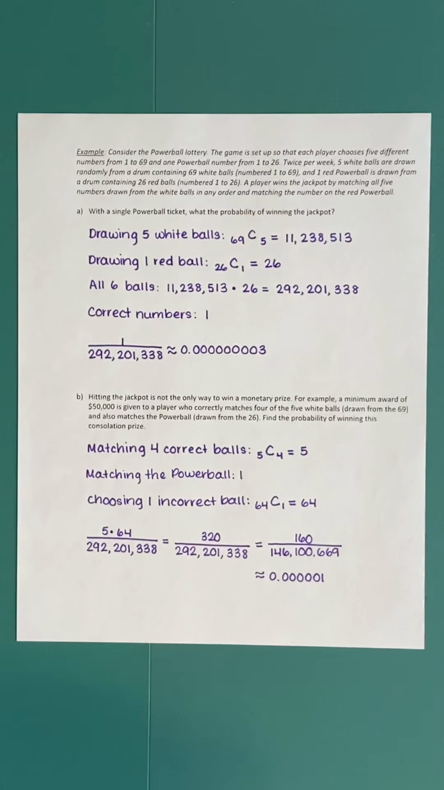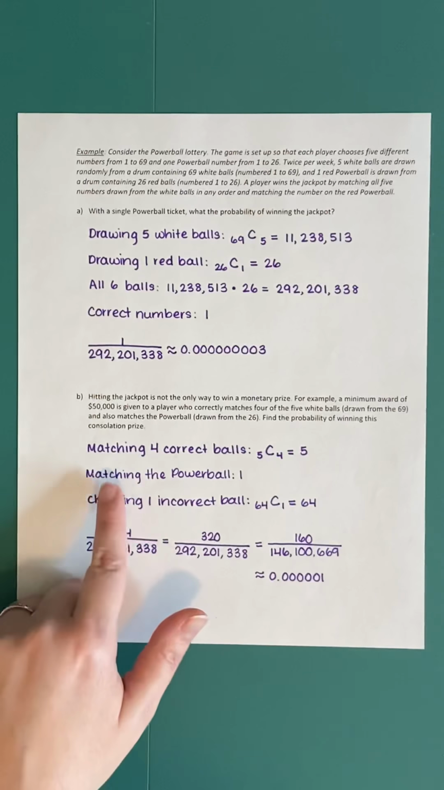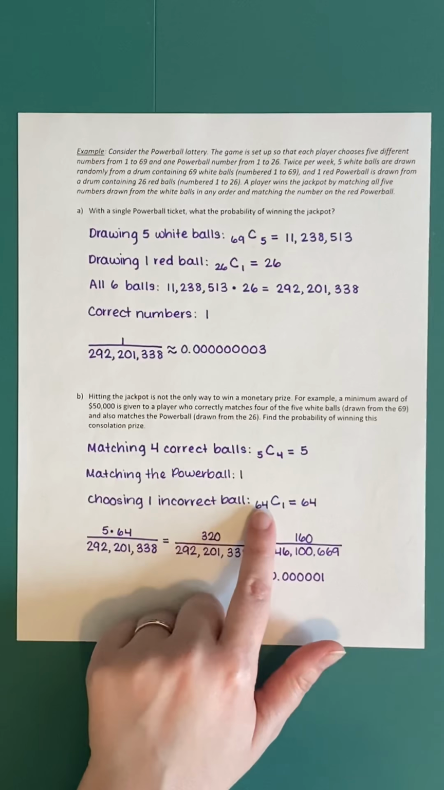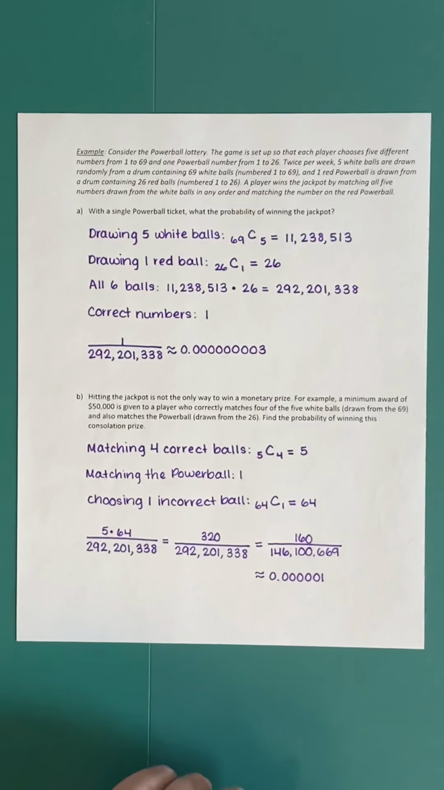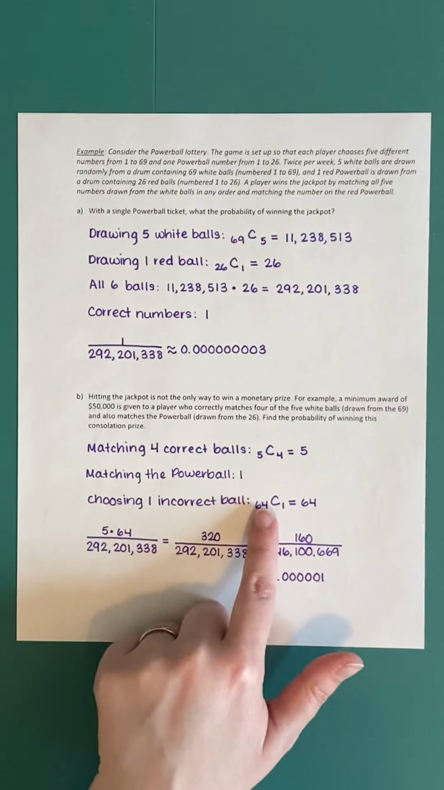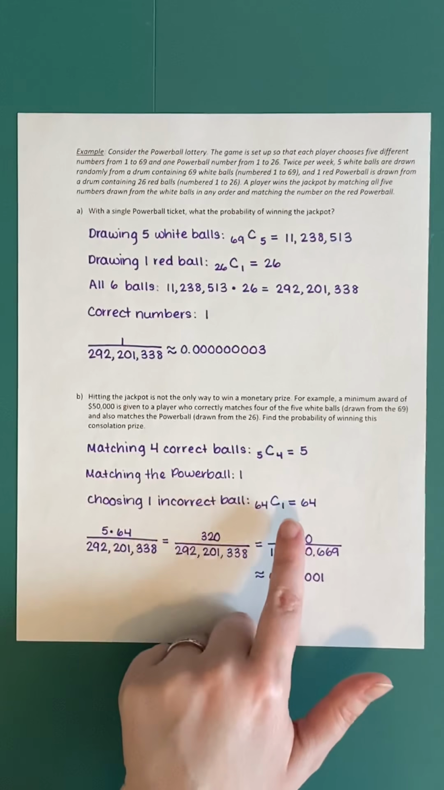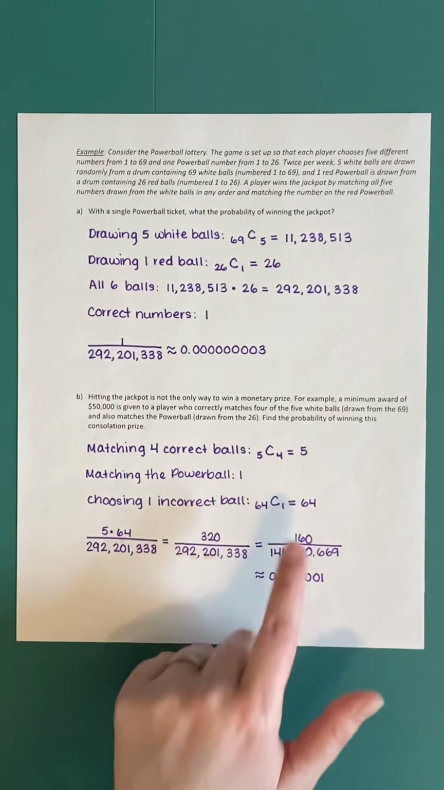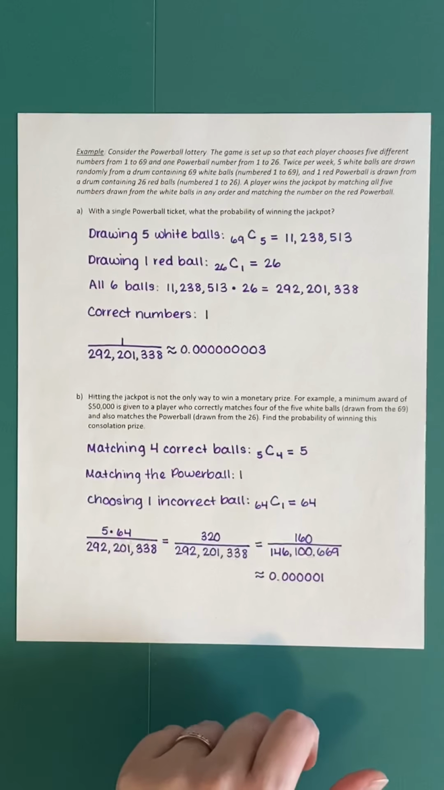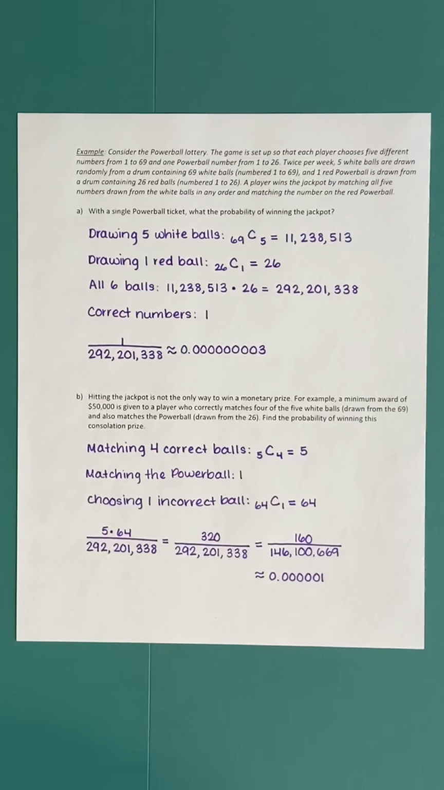How many of those are there? Well, if we've drawn 5 white balls, there's still 64 in the bin. So in terms of choosing one ball that's incorrect, it's incorrect if it was chosen from the 64 that are still in the bin of white balls. So from the 64 that are still in that bin, we're choosing one of them in order to fill out the remaining number in the ticket. So 64 combination 1, there's going to be 64 ways in order to choose an incorrect ball.